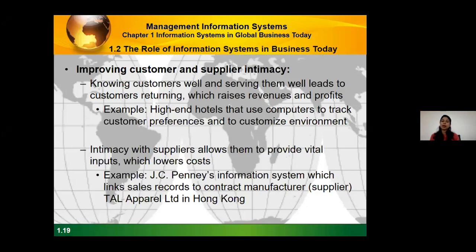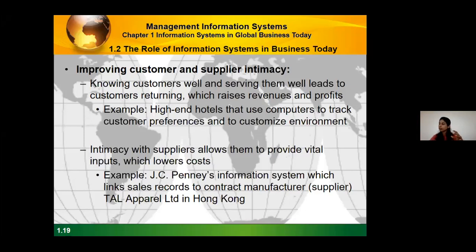Now, as an example, it says JC Penney information systems link sales records to contract manufacturer TAL Apparel Limited in Hong Kong. If we take JC Penney, that is a US based fashion outlet, right? They have a contract manufacturer who is doing all their textile items. That is TAL Apparel, and that is based in Hong Kong. Now we can observe these two countries, the supplier and the organization. They are operating in two countries, but still their systems are linked with each other, right?